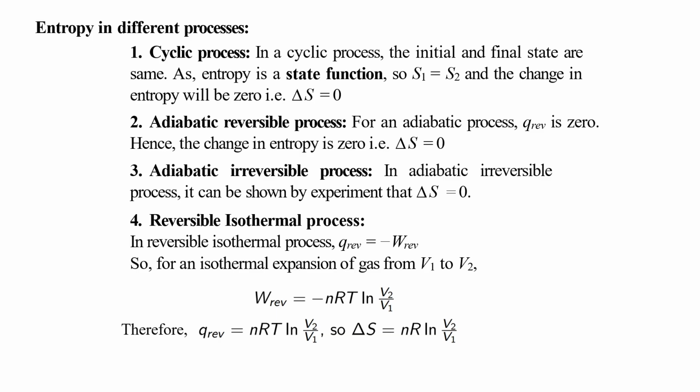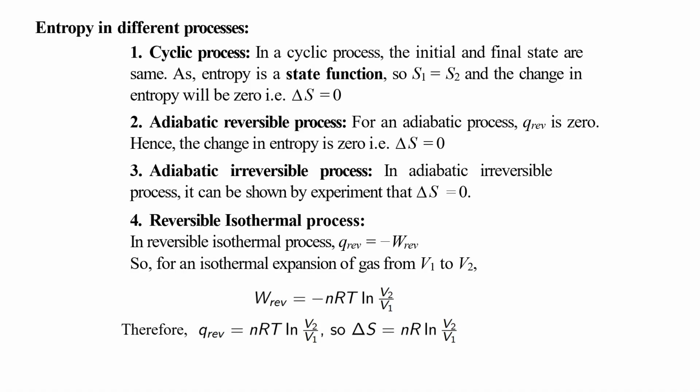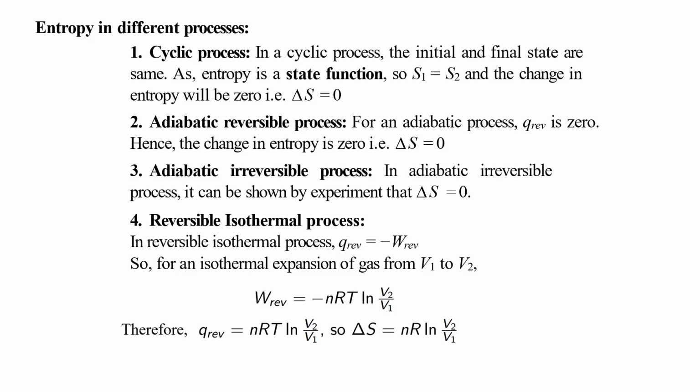Next we discuss entropy in different processes. For a cyclic process, as just mentioned, the initial and final states are the same, and since S is a state function, it depends only on state. So if the initial and final states are the same, we get delta S is 0. As entropy is a state function, S1 equals S2, and the change in entropy will be 0. So delta S is 0 in this case.